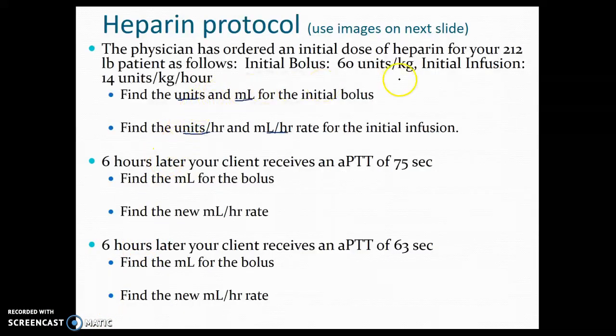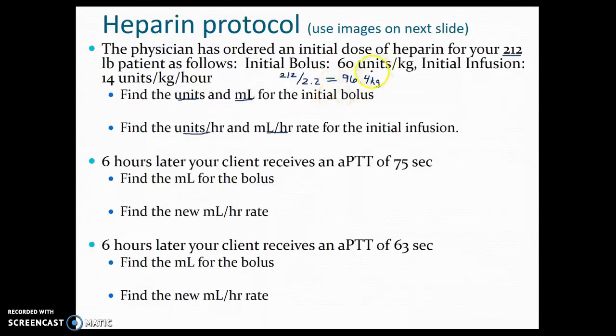First thing that I'm going to do is convert my patient's weight from pounds to kilograms. So I'll take 212 and I'll divide by 2.2 because there are 2.2 pounds to every kilogram. And for my answer, I get 96.4. I am rounding that to tenths because the weight is more than 10 kilograms.